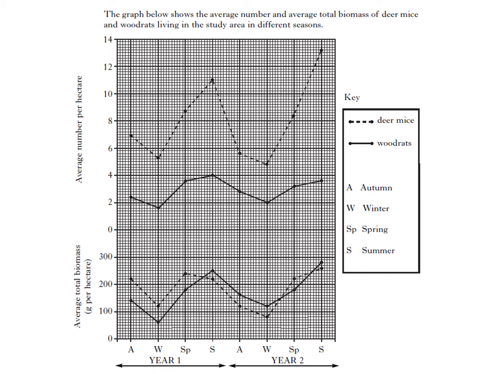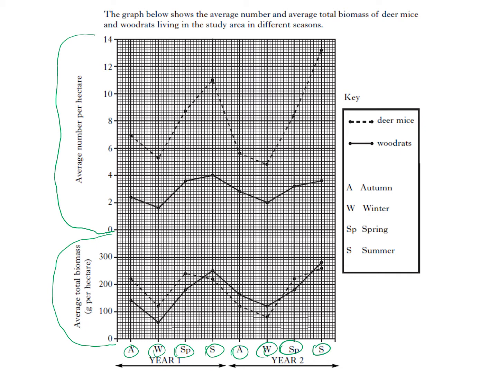This is a monster graph, so you're going to have to be careful that you understand what's going on here. So we've actually got 2 graphs in one, because here's one set of axes almost, and here's a second one. Totally different scales, but the whole point is that they are up for the same times. So here's autumn, winter, spring and summer for year 1, autumn, winter, spring and summer of year 2. So what you've got here is about 2 different species, deer mice and wood rats. The deer mice are the dotted line bits and the wood rats are the solid.